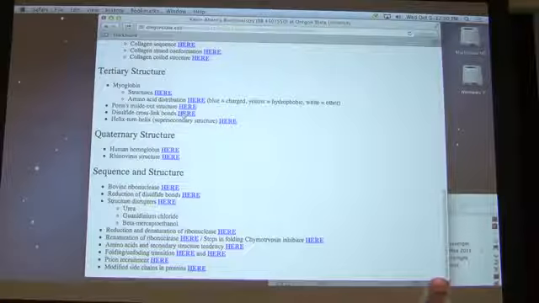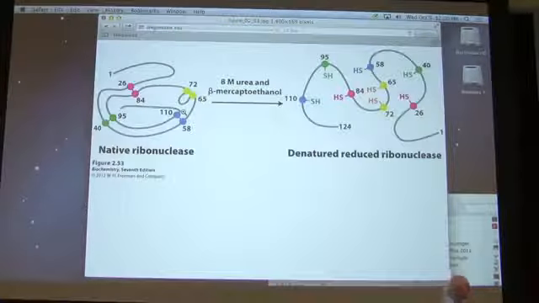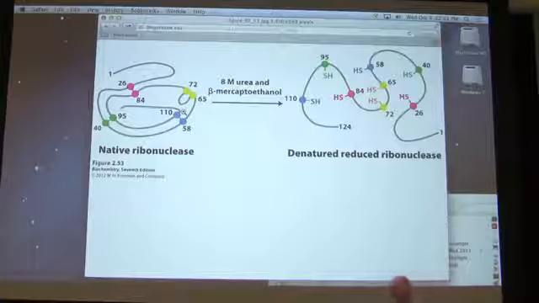So the first thing I want to talk about is something I've alluded to on a couple of occasions, but I haven't explicitly shown it to you. And I think it's a pretty critical component of protein structure. And they're known as disulfide bonds.